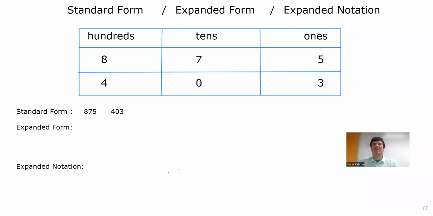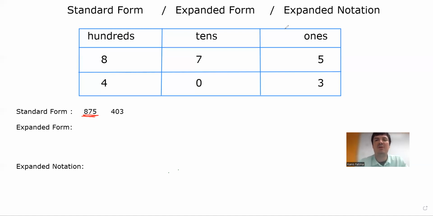Hello, class. Today we're going to talk about 3 different ways to write numbers. The first way is what's called standard form. Now, I've written down a place value chart with 3 different numbers. The first number is 875. So for standard form, all you do is write all 3 digits just the way they are. So for 875, I just write the digits 8, 7, and 5 to give me 875.